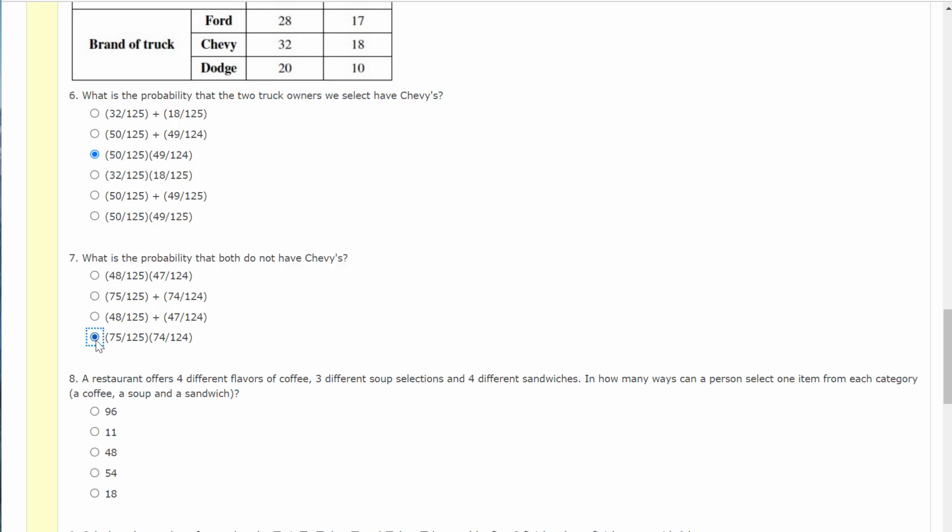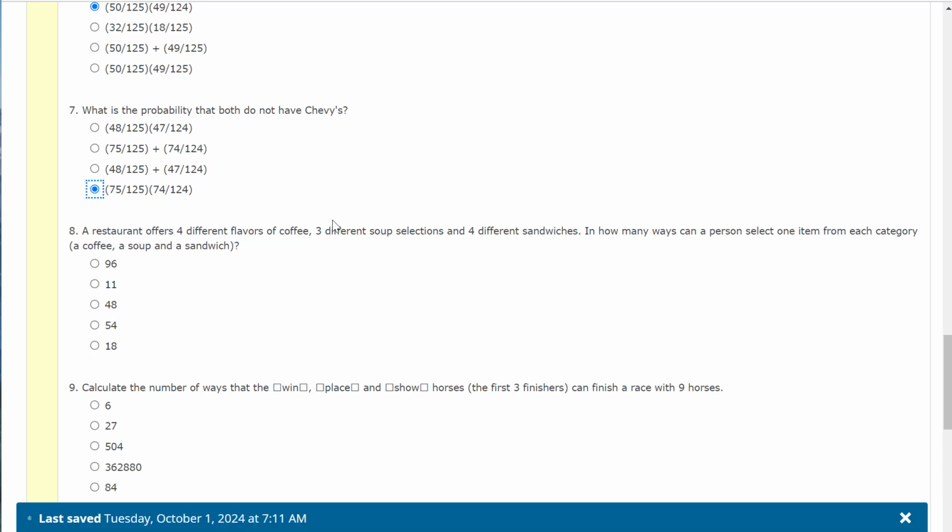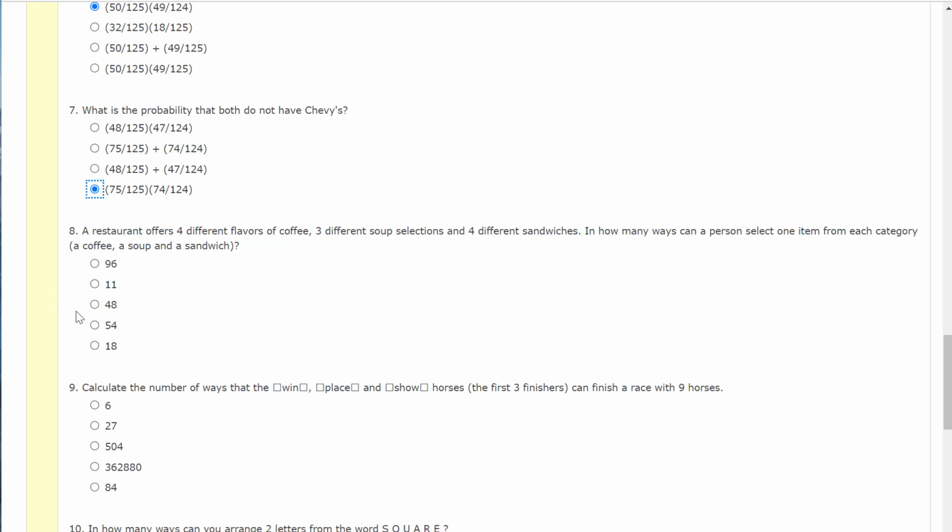Oh, there it is. A restaurant offers 4 different flavors of coffee, 3 different flavors of soup, and 4 different sandwiches. How many ways can a person select one item from each category? So it's just 4 times 3 times 4. 4 times 3 is 12, times 4 is 48.